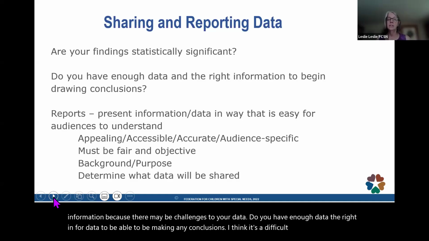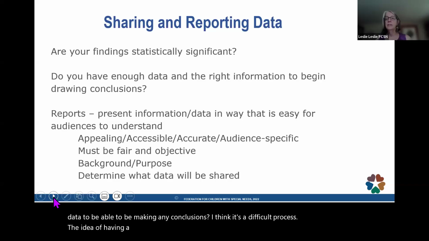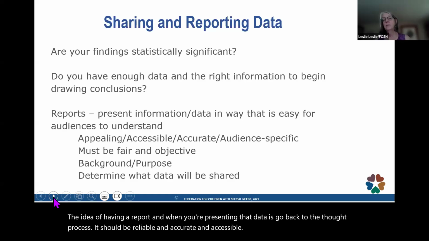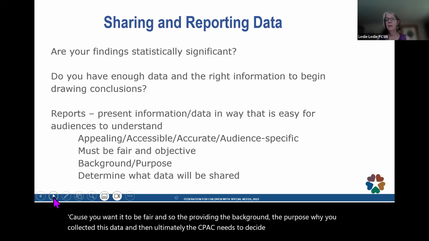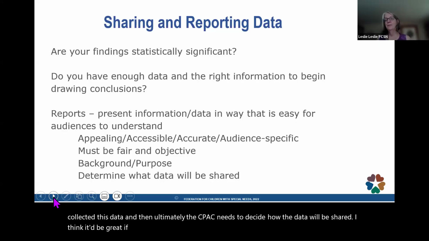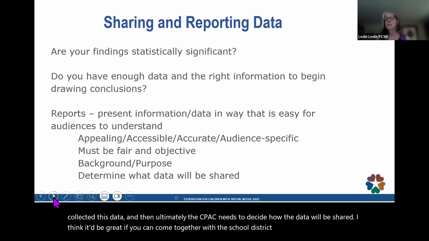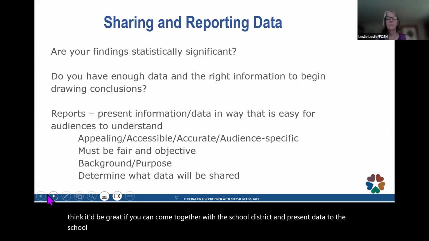The idea of having a report and when you're presenting that data is, go back to the thought process of it should be reliable and accurate and accessible, because you want it to be fair. And so providing the background, the purpose, why you collected this data, and then ultimately the CPAC needs to decide how the data will be shared. I think it'd be great if you can come together with the school district and present data to the school committee to have those rich conversations about issues that are happening.